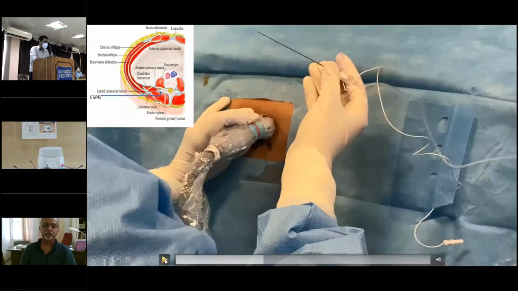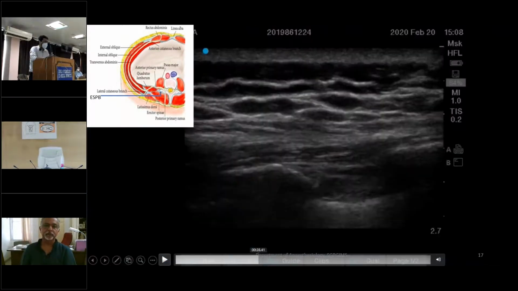I'll pause the video here for a second. Yeah. So we can see these shiny knuckles. These are the transverse processes. And we can see this band. This is the erector spinae muscle.